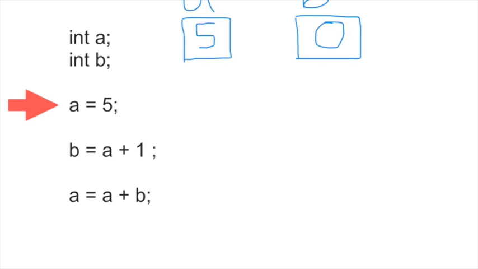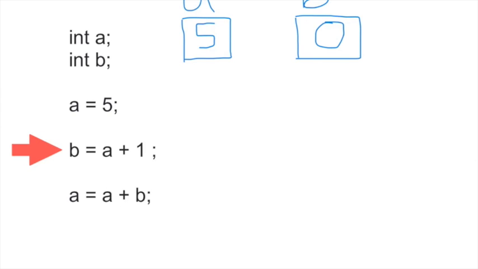Next we move on to the fourth line of the code. This line says the variable b is assigned the value of the variable a plus 1. So what the computer is going to do is first evaluate the value of a plus 1, that is to say, determine what a plus 1 computes to, and then secondly, place that value into the variable b.